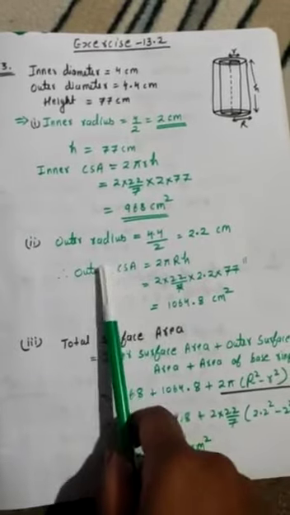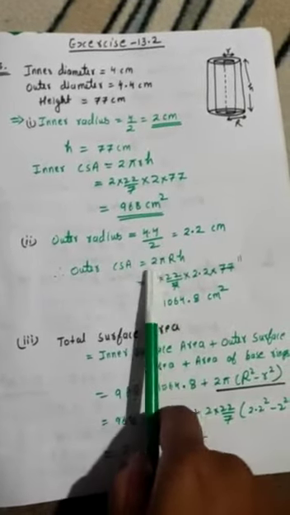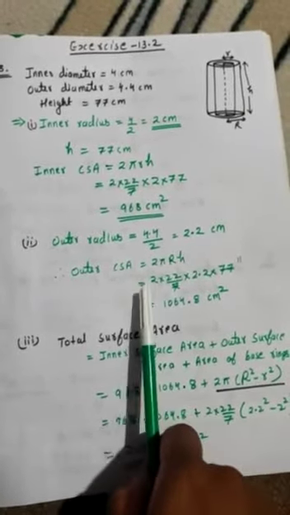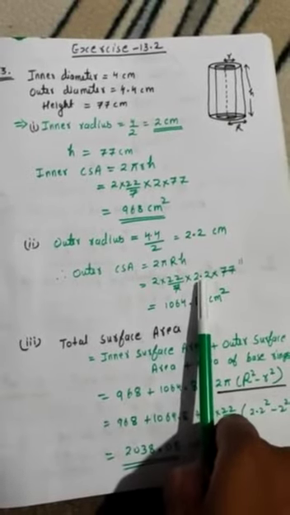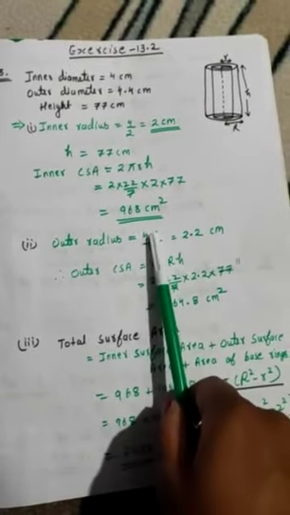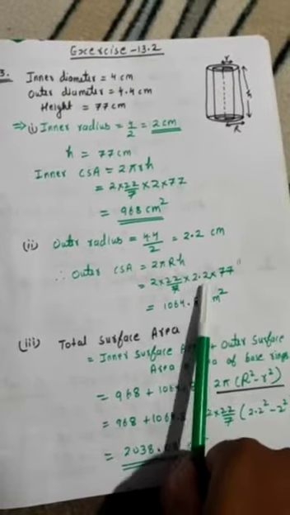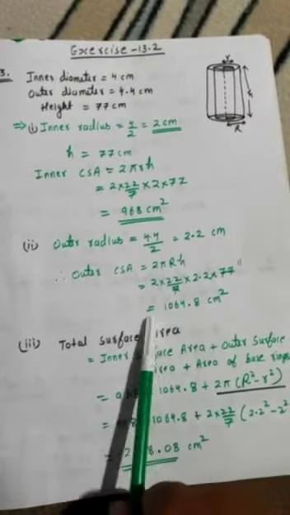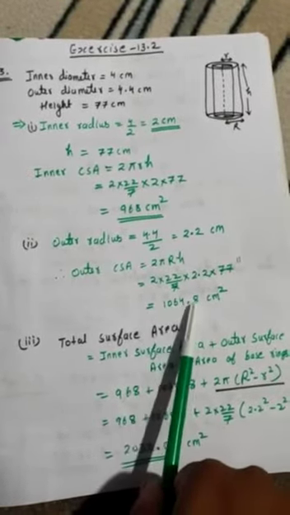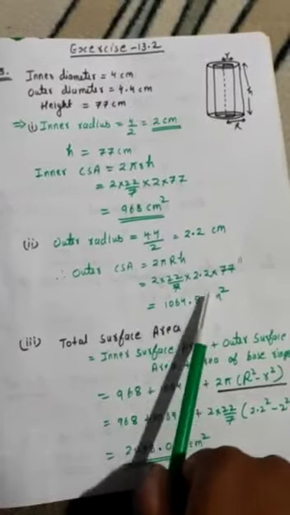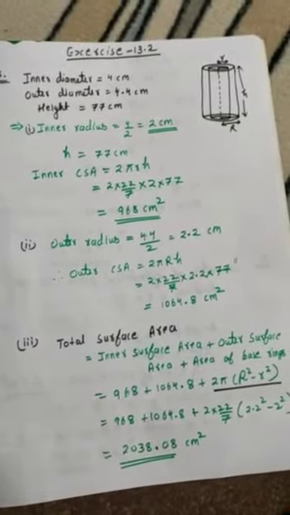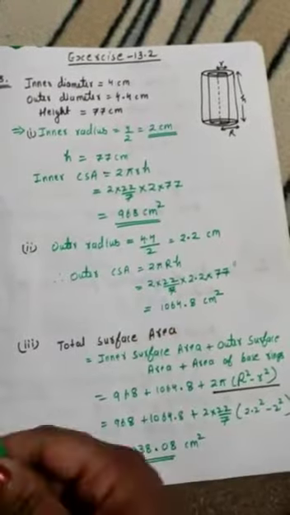Now for finding outer curved surface area, 2 pi R h. So this will be 2 pi. Now this time outer radius, half of 4.4 will be 2.2. So 2.2 into 77. Okay, so this will be 1064.8 centimeter square.